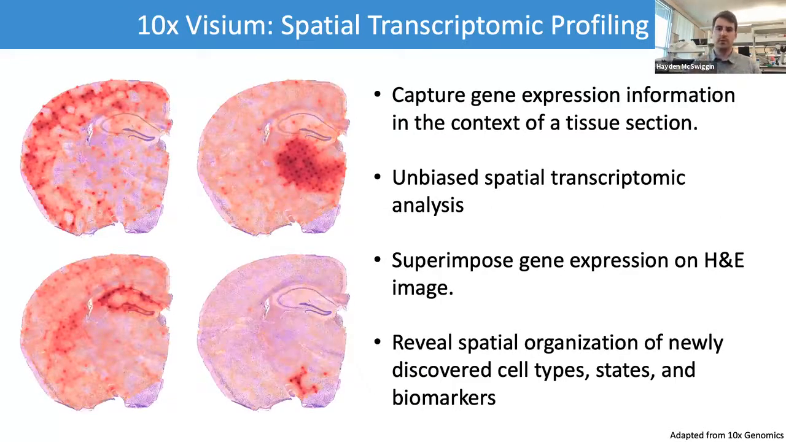So I'll just briefly mention what many consider to be the next frontier of transcriptomic profiling, which is spatial transcriptomics. This type of analysis allows you to capture gene expression information in the context of a tissue section. And you can superimpose your gene expression signatures onto a tissue histology section. And you can reveal spatial organization of cell types and biomarkers. So it's kind of like a digital histology, if you will.